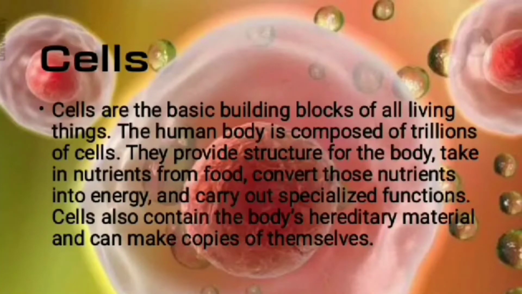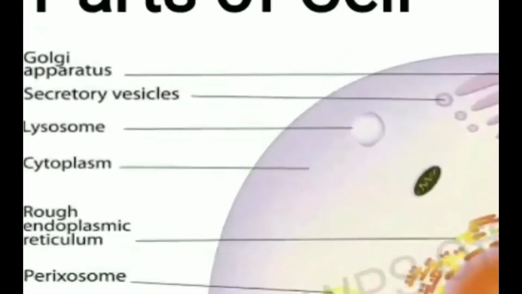They provide structure for the body, take in nutrients from food, convert those nutrients into energy, and carry out specialized functions. Cells also contain the body's hereditary material and can make copies of themselves. The next slide contains the parts of a cell.